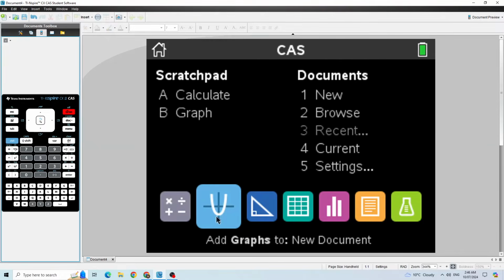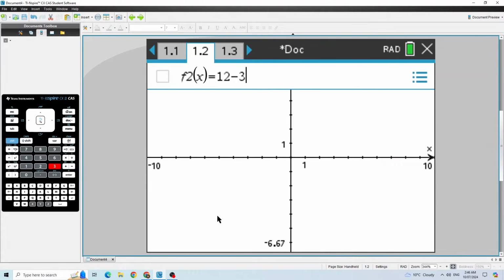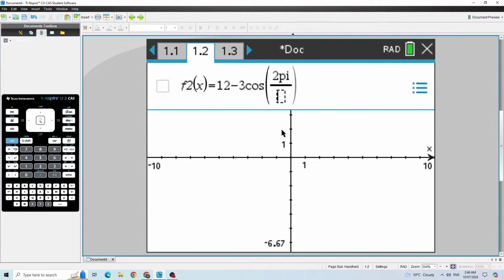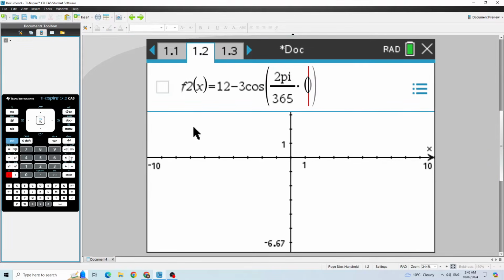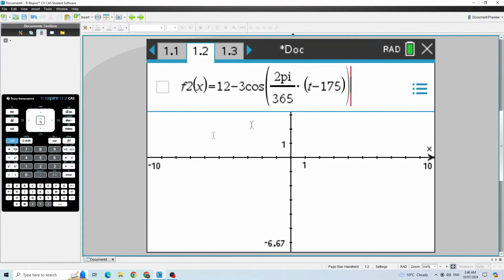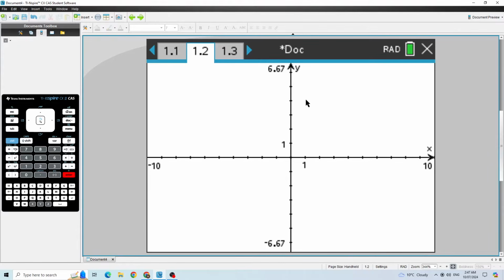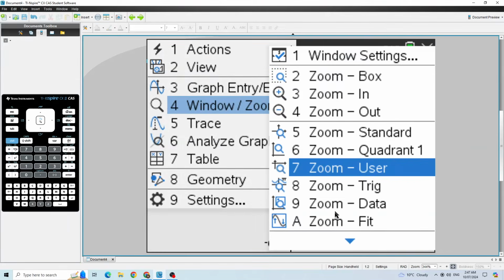So let's use our CAS. Let's write this down: 12 minus 3 cos of 2 pi over 365 times x minus 175. We're going from 1 to 366, and make sure this is all in x. So graph that, we're going to go to menu, Window, Zoom to see it.